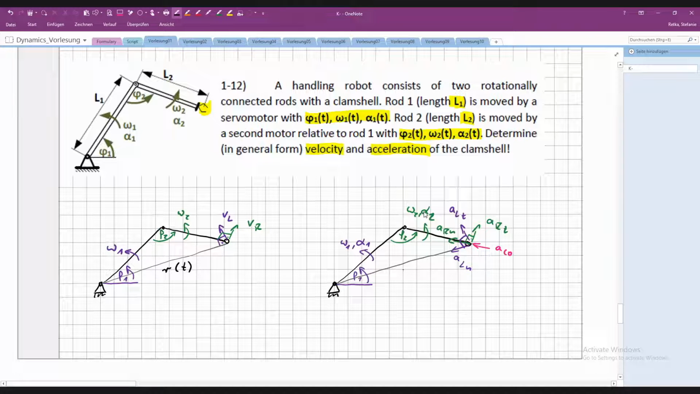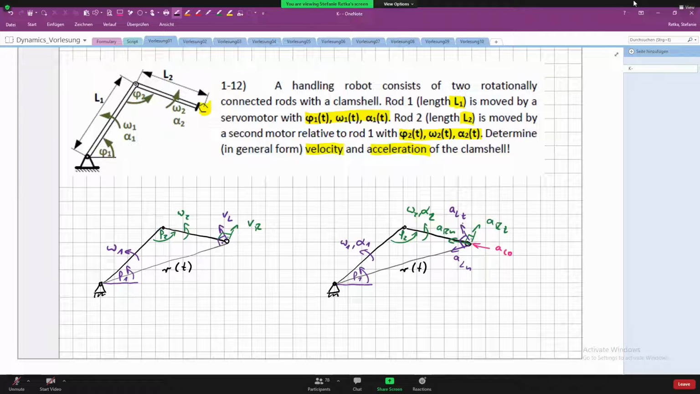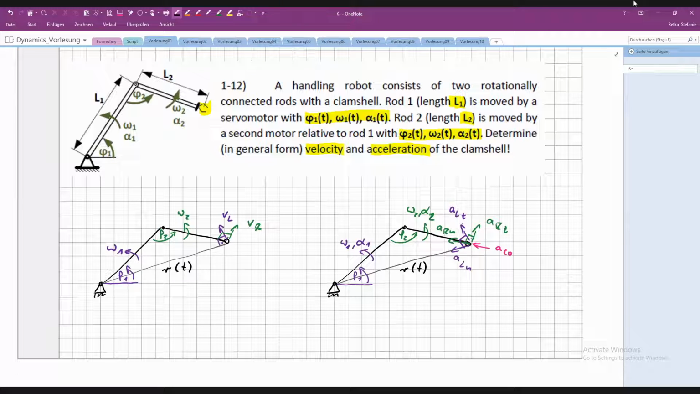It's a time dependent radius. The radius of the circular path of the leading motion changes over time since we have this angle phi 2, which changes over time as well. So we have the leading motion vector perpendicular on the radius, and for the acceleration, we have tangential and normal component, again perpendicular to the radius, tangential on the path, and the normal component points towards the center of the circle. For the relative motion is the rotation of the second rod, L2.